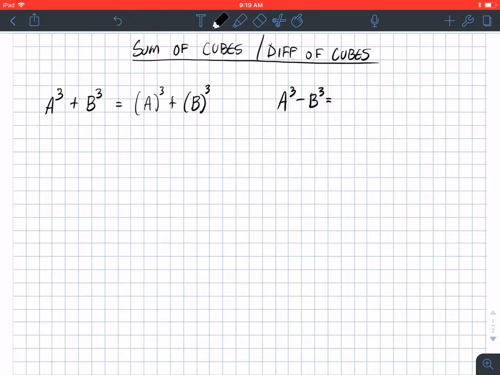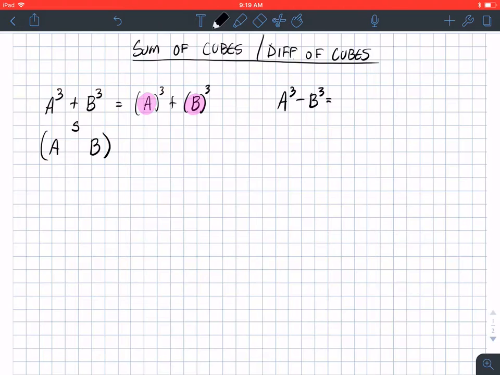And then our formula uses these two parts. So the formula is going to use those things that are being cubed. So the things that are being cubed are a and b. So then the first thing we do is we take a and b, we put it in the first factor. And then SOAP is going to help us out for the signs.